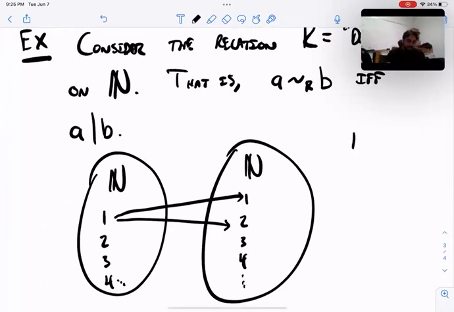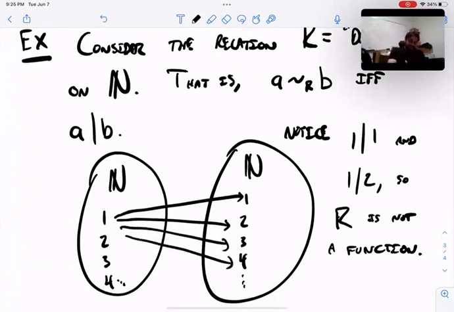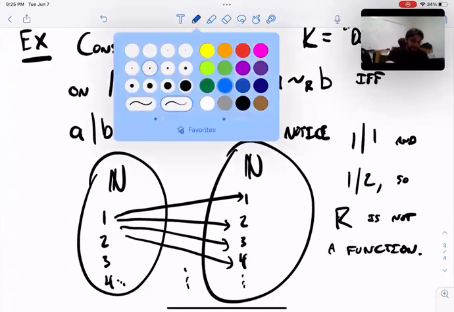You can say 1 divides, so notice that 1 divides 1 and 1 divides 2. So this relation, divisibility, is not a function because there was not a unique element that 1 related to. It related to 2 different elements. And in fact, it actually relates to infinitely many elements. And in fact, all of these relate to infinitely many.